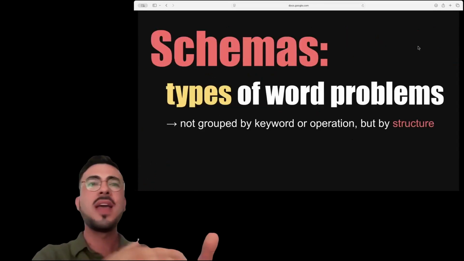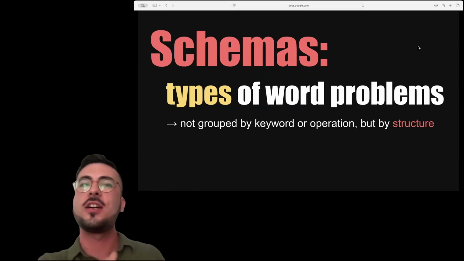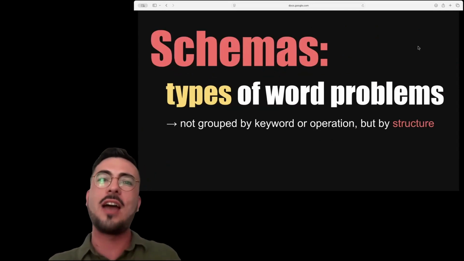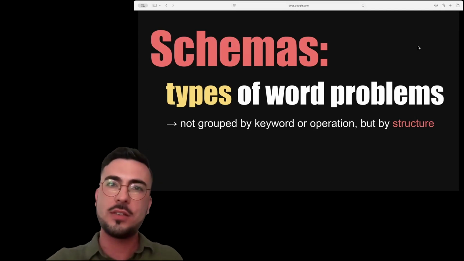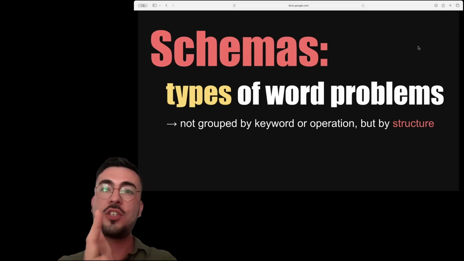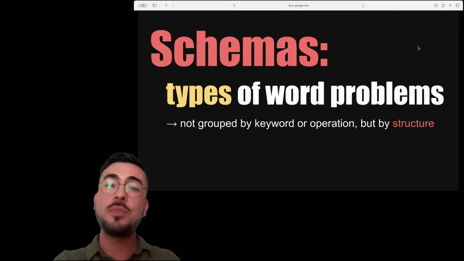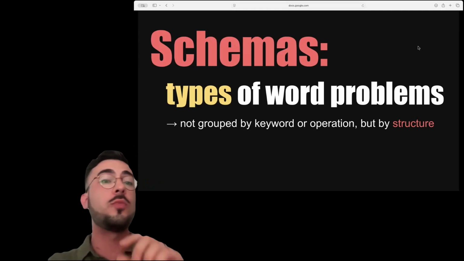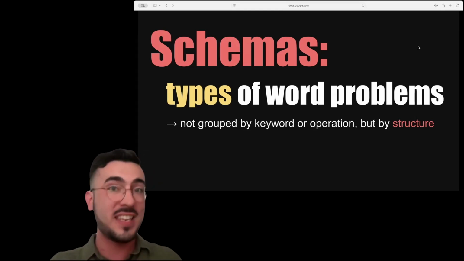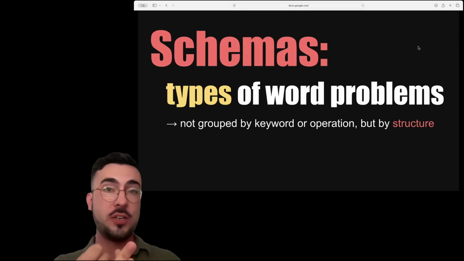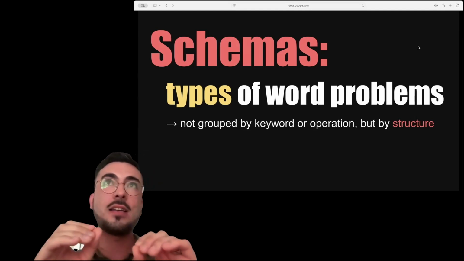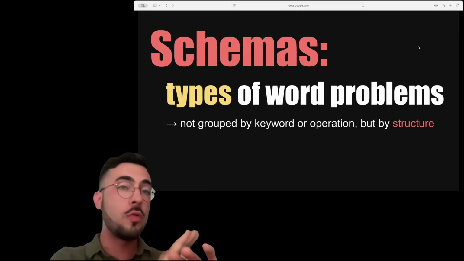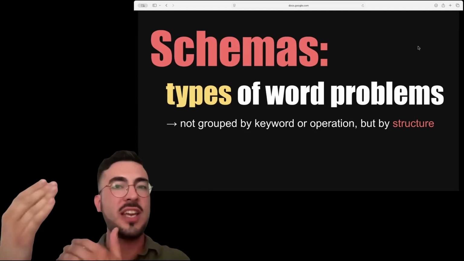The solution, as I'm digging into this research, I hear in the Science of Math Facebook group, in peer-reviewed research I'm looking at over and over again: schemas. So instead of keyword strategies, what are we going to do? We're going to teach types of word problems. And what I think is essential with schemas is when we say types, we're not grouping them by keyword and we're not grouping them by operation. Schemas is not where you as a teacher say, this week we're doing addition word problems. No. This week we're doing multiplication word problems.